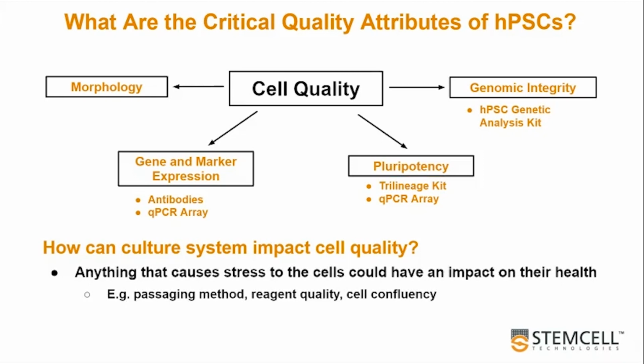So there needs to be a balance with what we can do easily and routinely. At STEMCELL Technologies, in line with this quality discussion from key consortia, we have identified four aspects of pluripotent stem cell health that can be routinely monitored: morphology, gene and marker expression, functional pluripotency, and genomic integrity. This is why whenever we are developing a new reagent or protocol, we design our culture system to reduce cell stress, increase reproducibility, and improve cell quality.